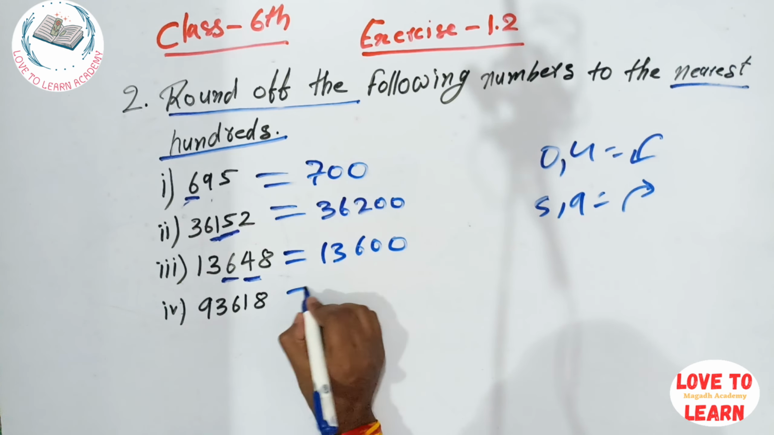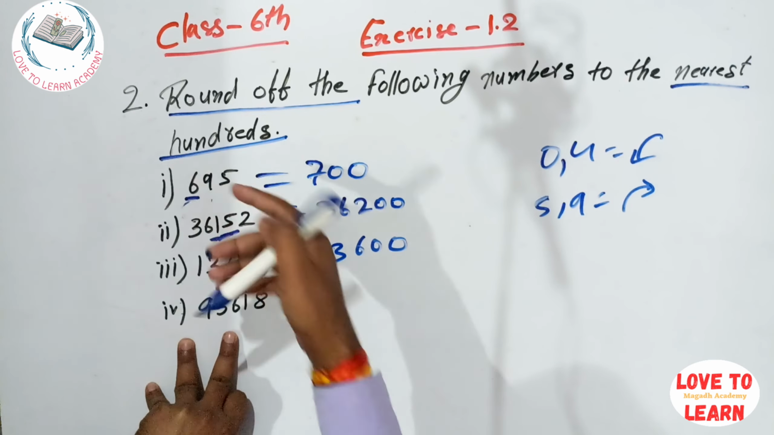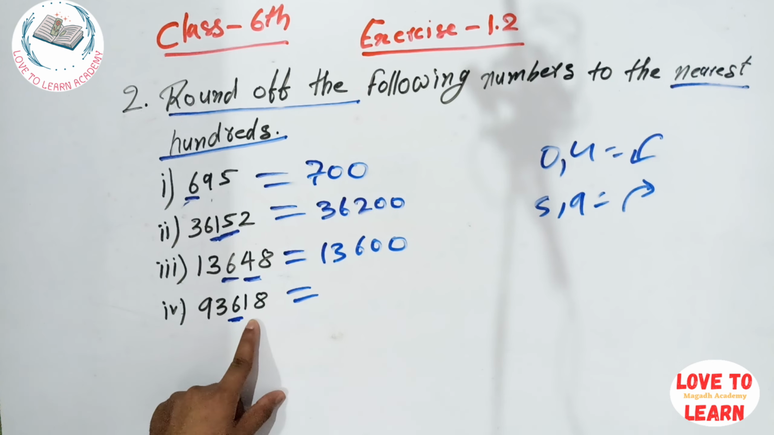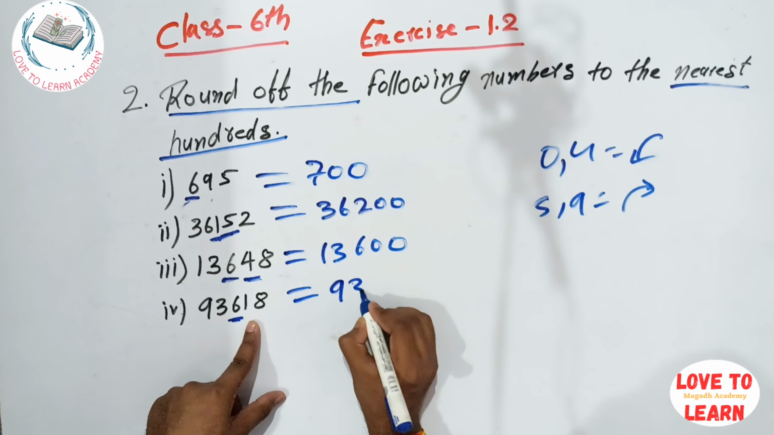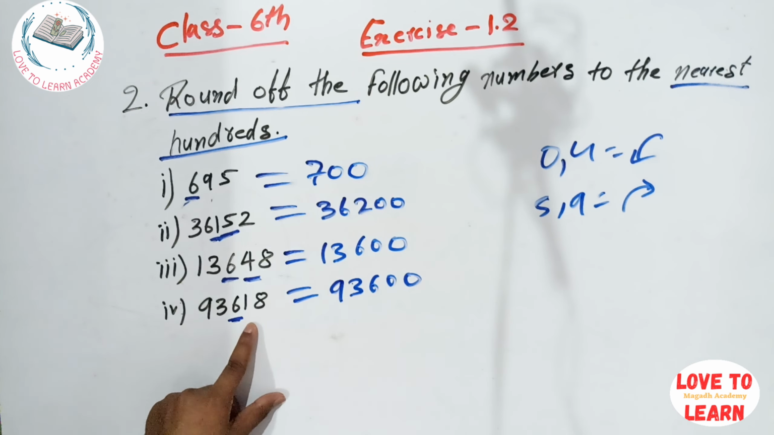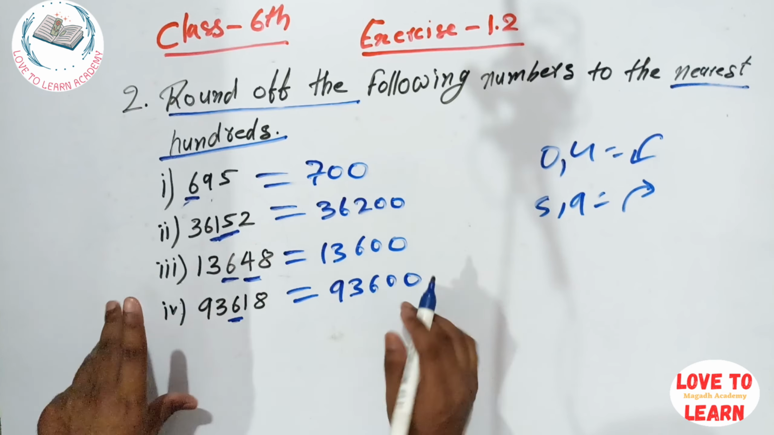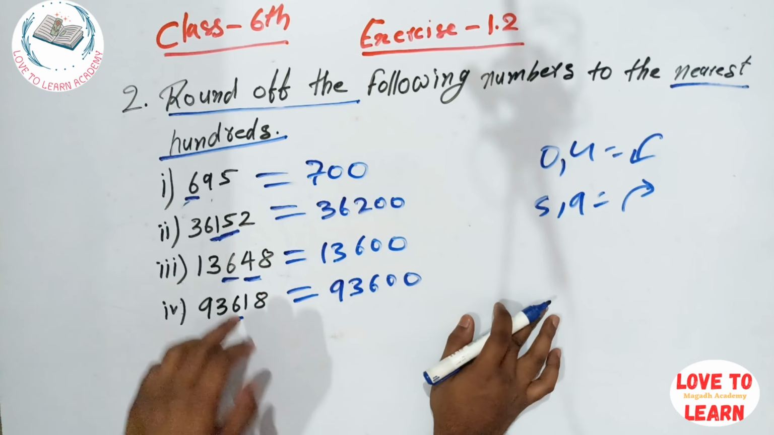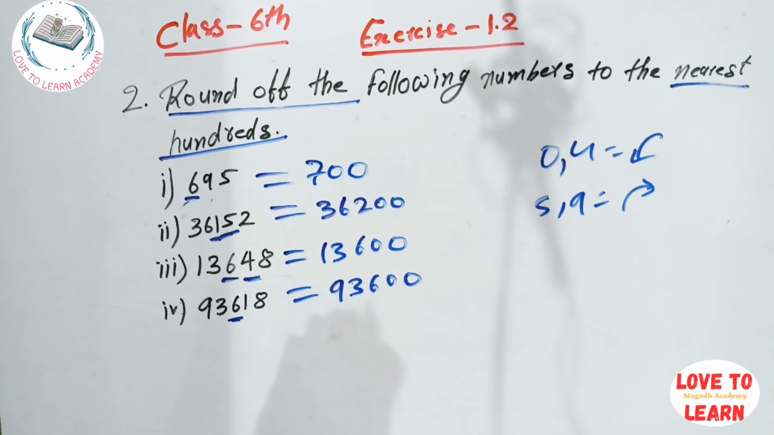Okay, and now see question number 4. What will happen in question number 4? Let's see. We have to round to the nearest 100. Ones, tens, hundreds, it's the nearest 100, right? We have to see the 1. The 1 is downwards, so it will be 93600. Okay, listen, if it will be 5, it's going upward. Upward means the number 1 is here, 2 is here, that number will be changed. Okay, so our exercise 1.2 question number 2 is also completed.